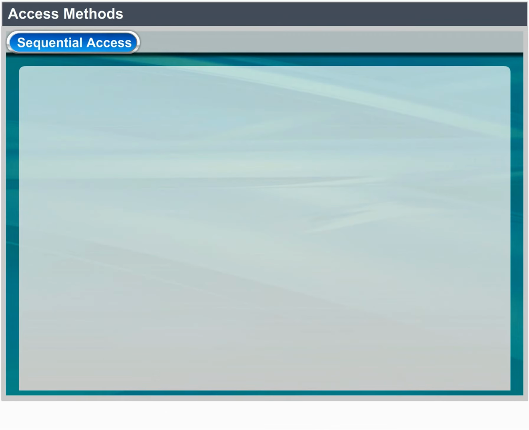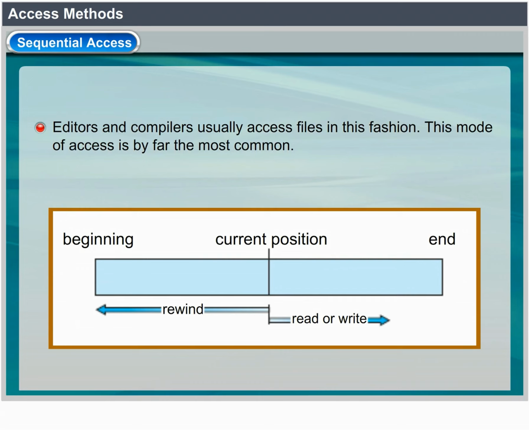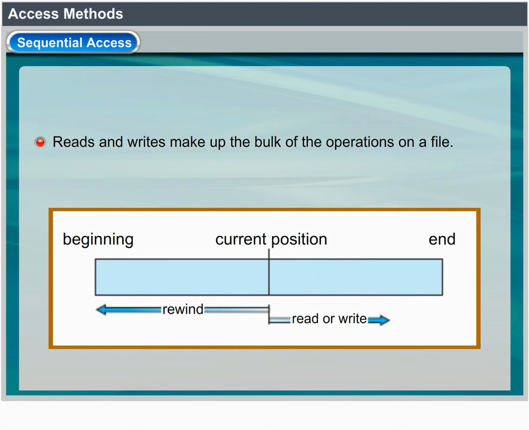Sequential access. The simplest access method is sequential access. Information in the file is processed in order, one record after the other. This mode of access is by far the most common. For example, editors and compilers usually access files in this fashion. Reads and writes make up the bulk of the operations on a file.